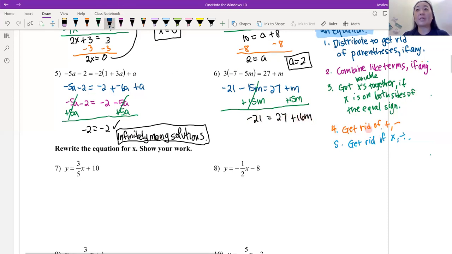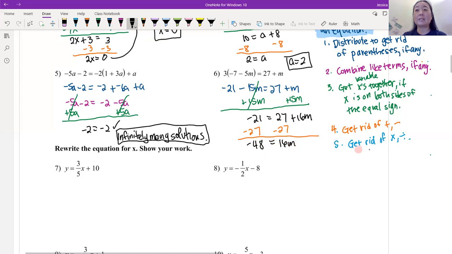And then we're going to get rid of the plus or minus. So notice we're going to go on the side of where the variable is, right? That's what we're looking for. Ultimately, what you want is to get rid of everything and just leave the m by itself. So we're going to subtract 27 on both sides. And then we get -21 minus 27 is -48 is equal to 16m.